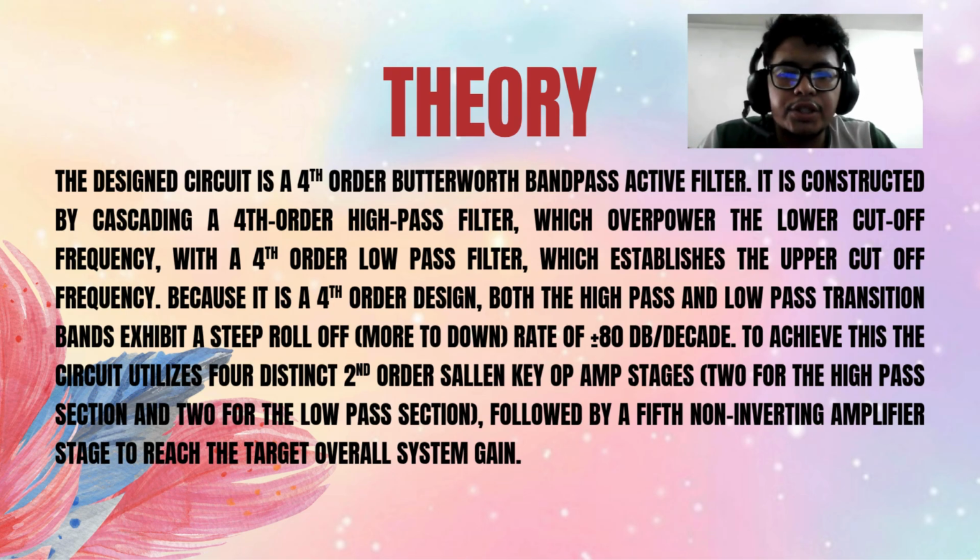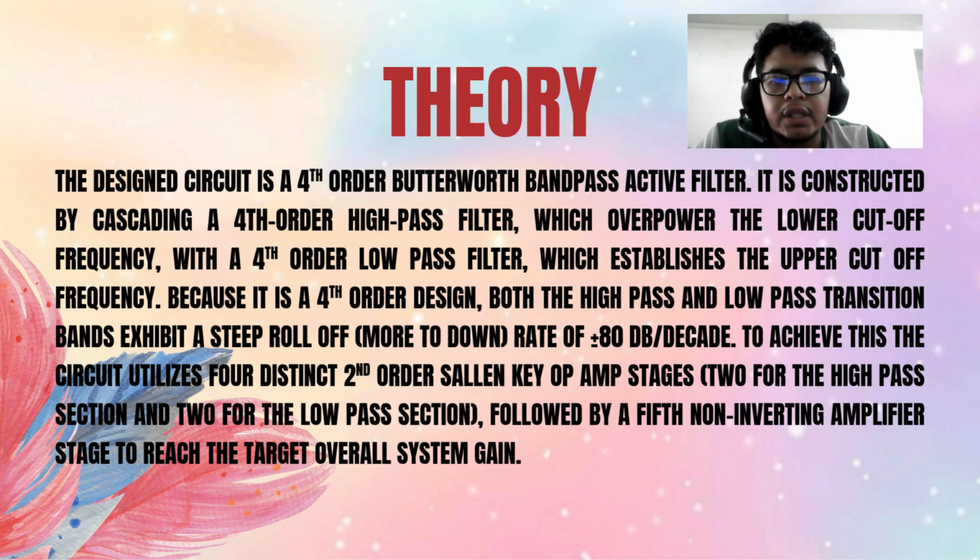So, this is the theory of our fourth order bandpass filter. The design circuit is a fourth order Butterworth bandpass active filter. It is constructed by cascading a fourth order high pass filter, which establishes the lower cutoff frequency, with a fourth order low pass filter, which establishes the upper cutoff frequency. Because it is a fourth order design, both the high pass and low pass transition bands exhibit a steep roll off rate of plus and minus 80 dB per decade.